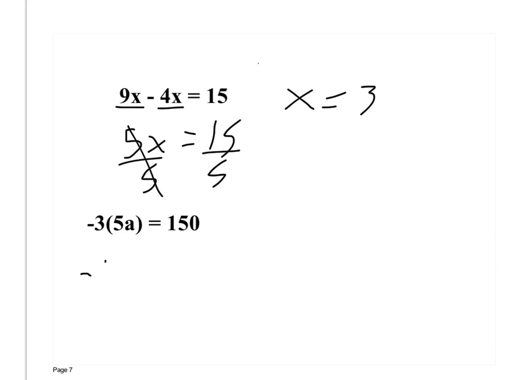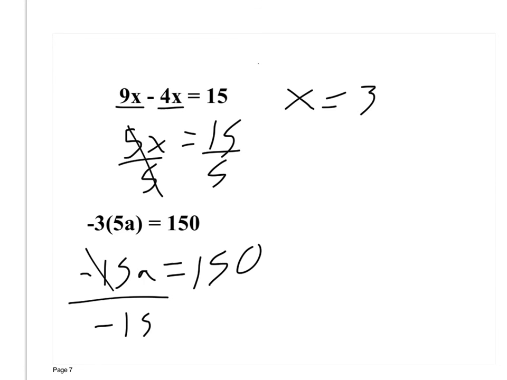Here I multiply out. Negative 3 times 5 is negative 15. I divide both of these by negative 15. a is equal to negative 10.